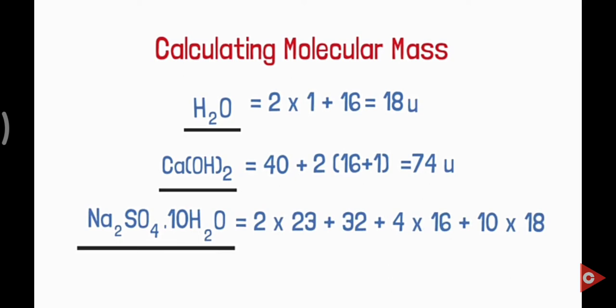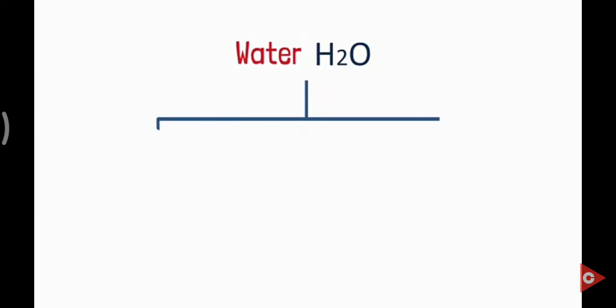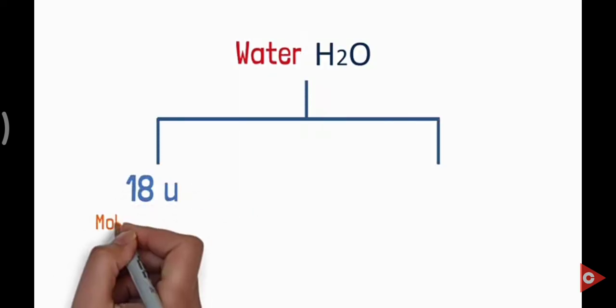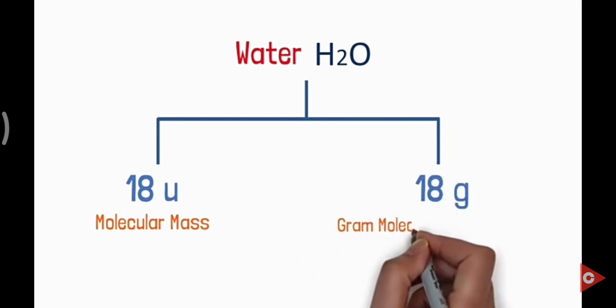So basically आपको मॉलिक्यूल के स्ट्रक्चर की समझ होनी चाहिए. If you are saying Na2SO4·10H2O, it means we have 10 H2O molecule and not 10 H2 and 1 oxygen molecule. Water के केस में mass can be written as 18U or 18 gram. When it's 18U, it is molecular mass, and when it is 18 gram, then it is gram molecular mass.